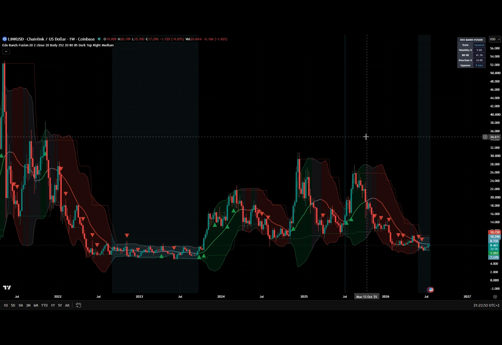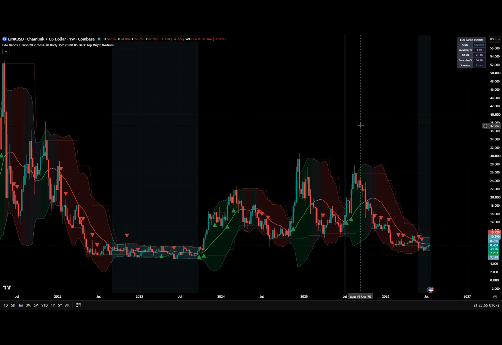To recap, Edo Bands Fusion does not generate entry signals and does not predict tops or bottoms. It orders 3 classic readings on one surface, range with Bollinger, extremes with Donchian, stored energy with the squeeze, and a panel that sums up the state in 3 seconds. It is free and open source, published on TradingView. Structure before signals, context before confirmation, clarity over noise.